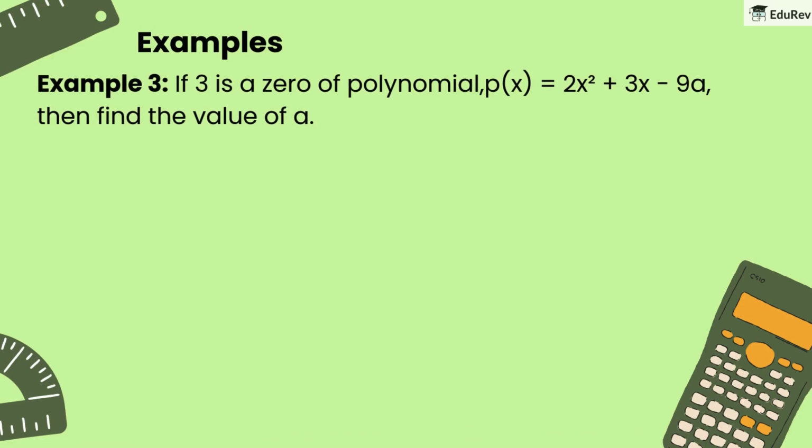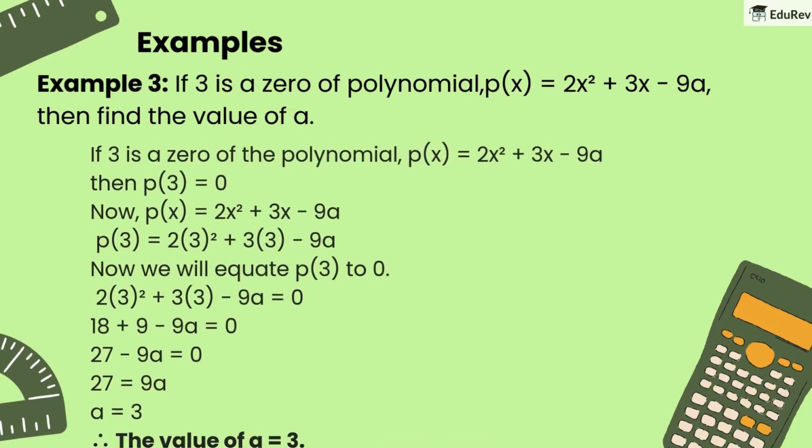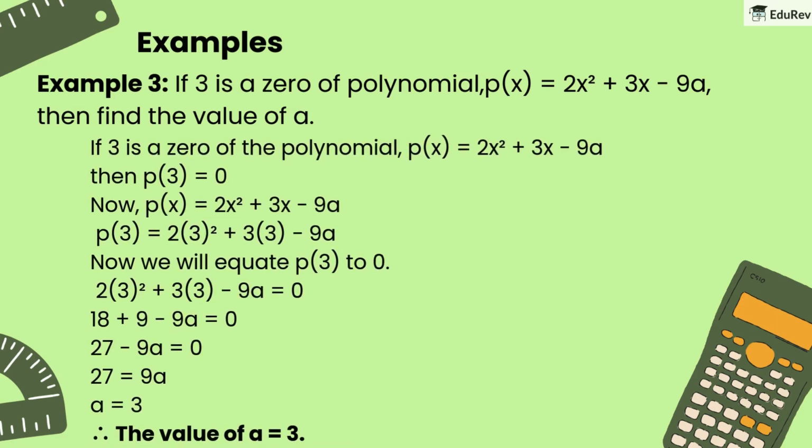If 3 is a zero of the polynomial p of x equals 2x square plus 3x minus 9a, then find the value of a. If 3 is a zero of the polynomial, then p of 3 equals 0. Now p of x equals 2x square plus 3x minus 9a. Substituting x as 3, we get p of 3 equals 2 times 3 square plus 3 times 3 minus 9a.